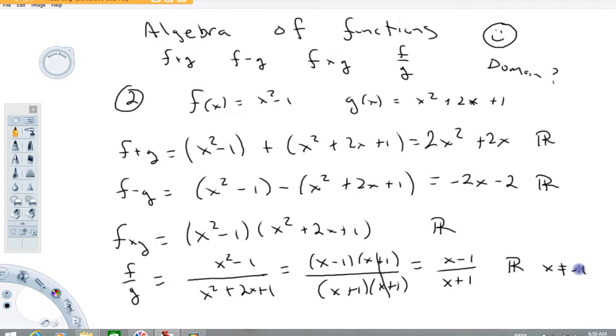All right, I hope that this video helps demonstrate how to add, subtract, multiply, divide functions, and a little bit about finding the domain of such operations, or the domain of what you get after such operations.